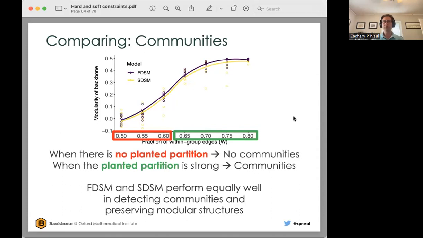And I think what's noteworthy here is that they both perform equally well. It doesn't matter if we use hard constraints or soft constraints. Both approaches seem to do an equally good job of detecting communities and preserving modular structures when we know they exist, and failing to detect modular structures when we know they in fact are not there. So they both work well there.